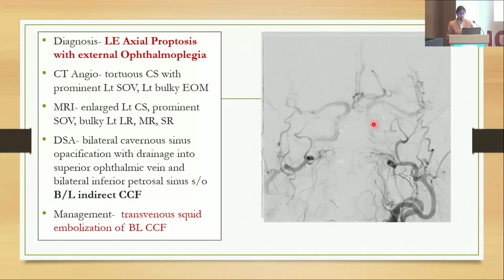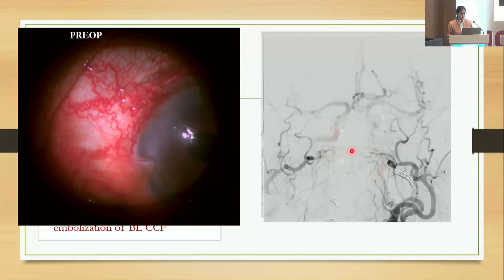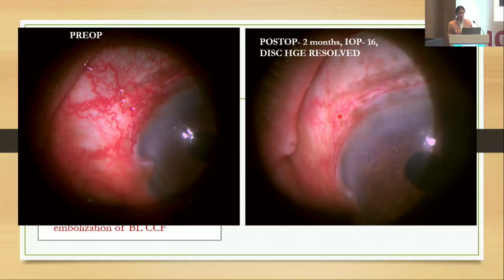After doing this procedure we repeat the angiography, and here we can see that the cavernous sinuses are completely not getting filled in this phase and the feeder vessels have also significantly reduced. So this was the pre-op picture, and after 2 months post-operatively she has come back to normal. The corkscrew vessels have reduced and the disc hemorrhage in the fundus also resolved.